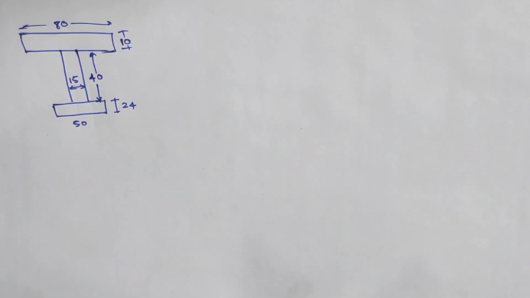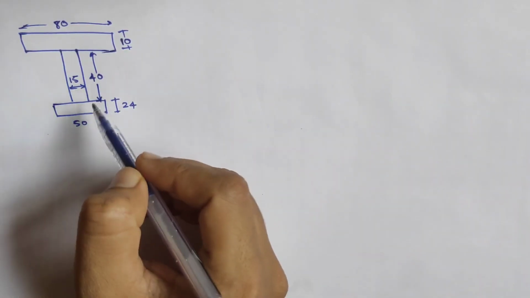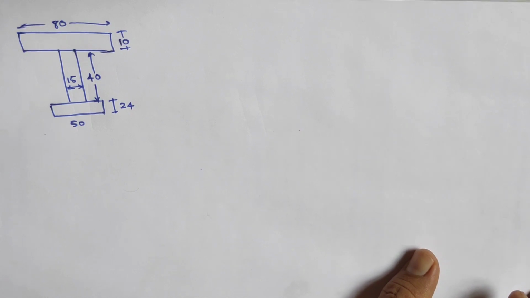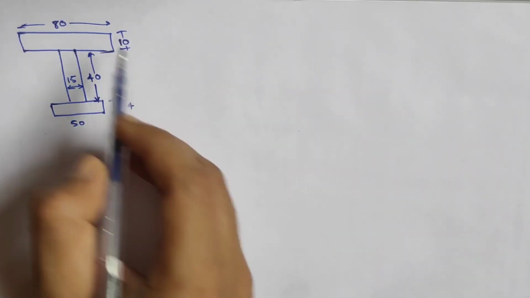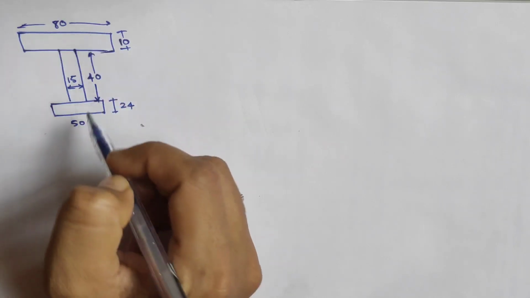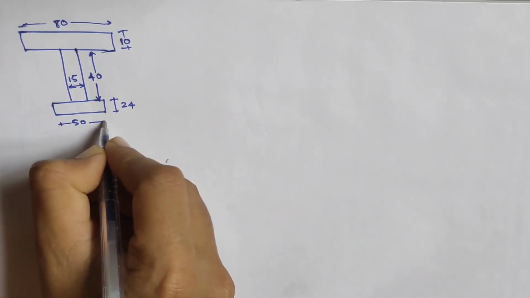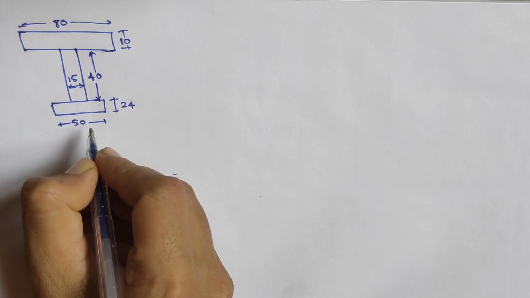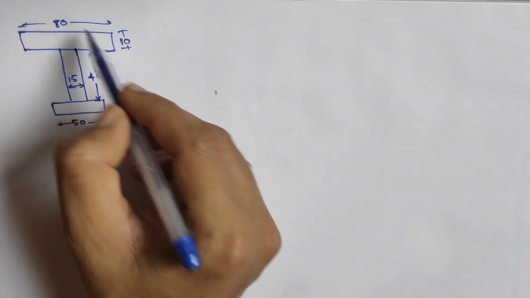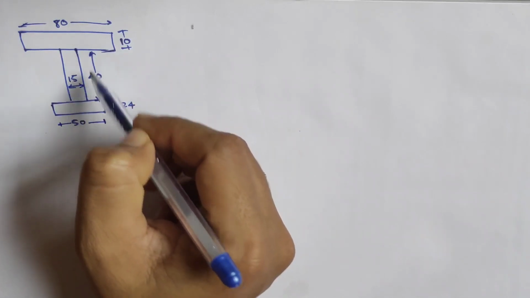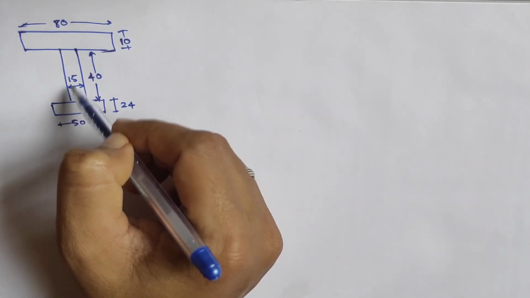So we have the second problem. It is an I section. Here also it is an uneven figure, like it is not a normal I section because the dimensions are different. See, here at the bottom flange the dimension is 50 into 24. The top flange the dimension is 80 into 10. Also the length of web is 40 mm, thickness is 15 mm.